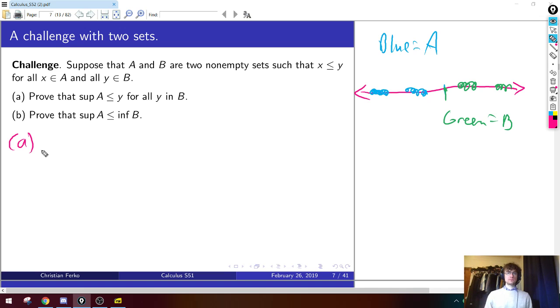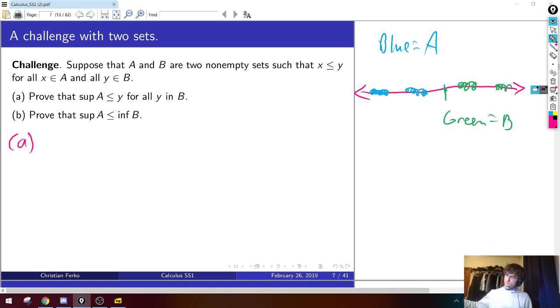Let's see. Okay, we are told that, quote-unquote, all of A is less than all of B. I'm just compressing words. So in particular, if y is any element of B, then y is an upper bound for A, right? Because y is greater than or equal to all elements in A, right? Another way to say yes.